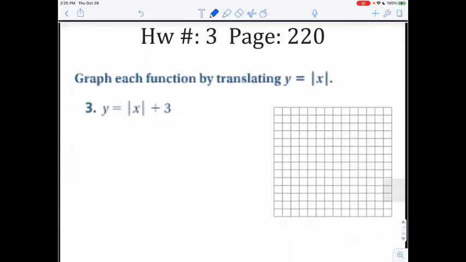And now I would like you to try number 3. So graph each function by translating y equals the absolute value of x. So we're trying to graph y equals the absolute value of x plus 3. I recommend putting y equals absolute value of x on your graph and then drawing it plus 3.